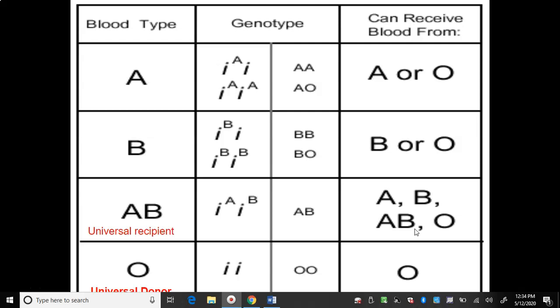You can give blood to any of the other blood types, but the problem is that you can only receive O blood. If you're blood type A, you can receive A or O because O is the universal donor. If you have type B blood, you can get it from B or O people. Again, type AB is the universal recipient, which means you can get it from any type of blood. And then O, you can only receive O blood.